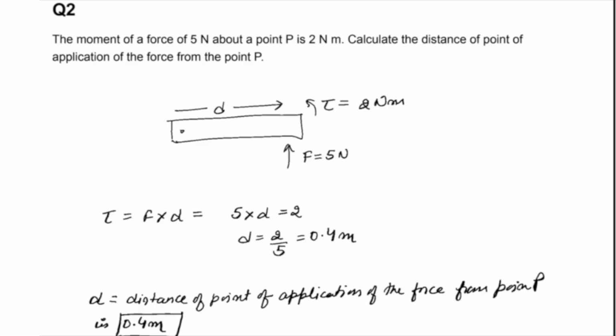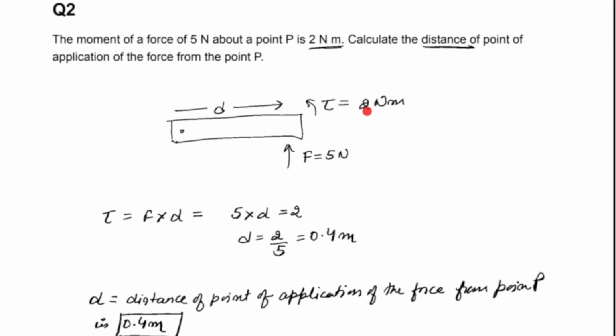Second question, the moment of a force 5 Newton about a point P is 2 Newton meter. So in this case, the moment of force magnitude is given to us already. Calculate the distance of point of application of the force from the point P. The distance they are asking. So we are just using the formula.